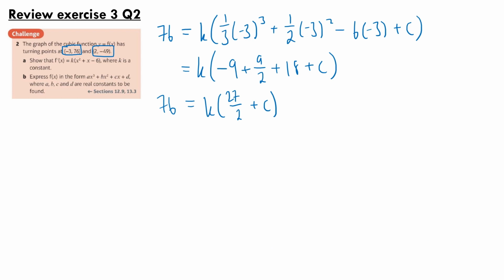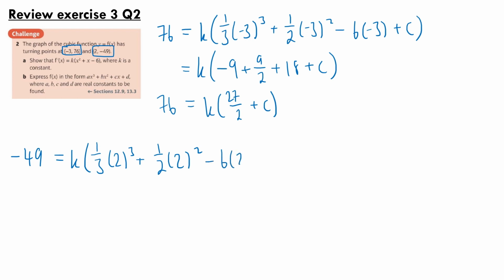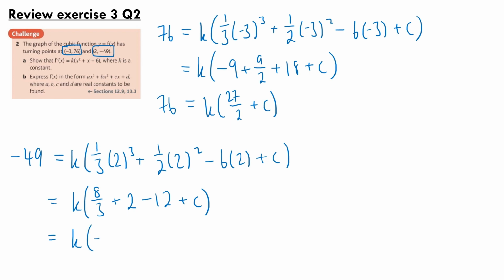And now if we do the same with the point (2, -49), we have minus 49 is equal to k lots of (1/3 times 2 cubed plus 1/2 times 2 squared minus 6 lots of 2 plus c). And so again, simplifying the inside of the bracket there, we have 8/3 plus 2 minus 12 plus c. So we have minus 49 is equal to k lots of (8 thirds minus 10, which is minus 22 thirds, plus c).